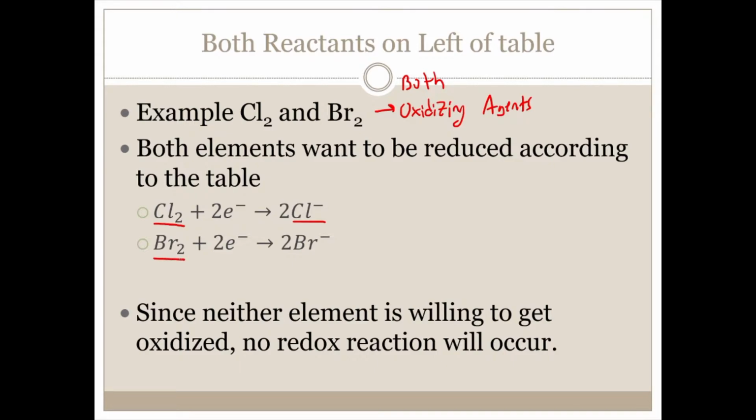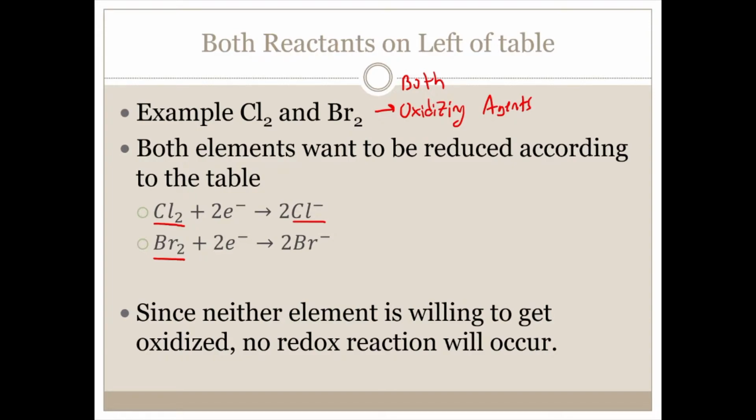Now, since neither element is willing to get oxidized, no reaction will occur. Cl2 does not want to give up any electrons, so it won't undergo an oxidation. Same thing with Br2. So in this case, since both reactants are oxidizing agents, no redox reaction will occur.